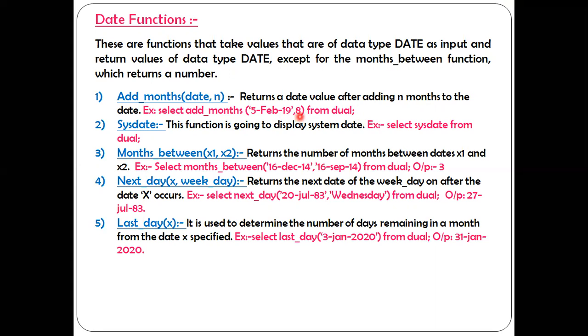If instead of 8, I give 7, I will get September. Okay, got it. So if instead of 8, I give 10, I will be in the month of December. Got it. This is about ADD_MONTHS.